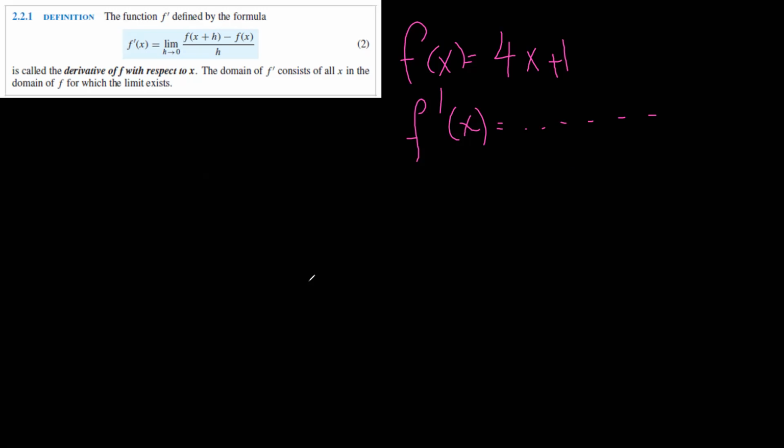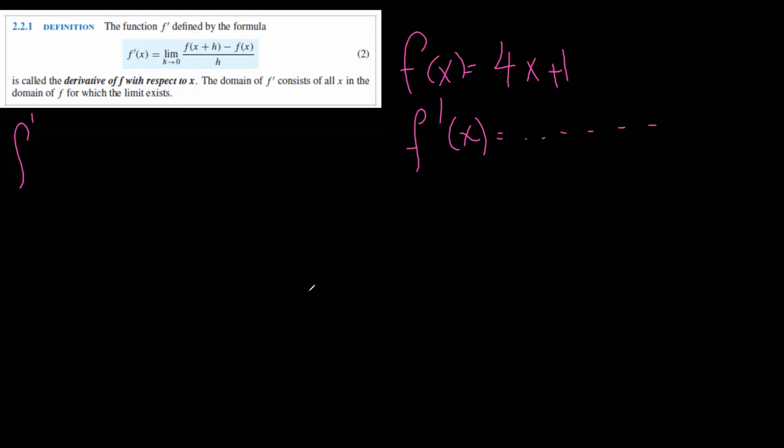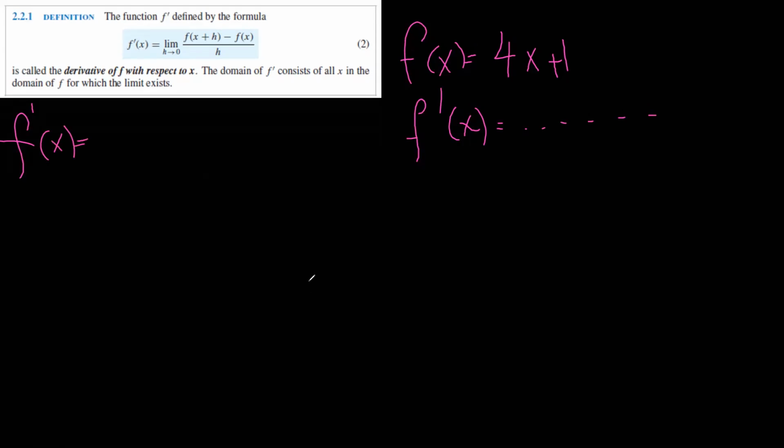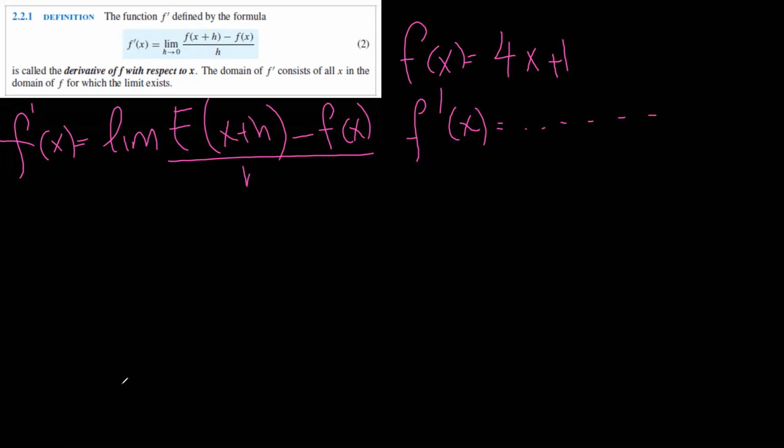What I have to do, I will say f prime of x is the limit of f of something minus f of something, which is x. Okay, x plus h here over h when h approaches 0. Now, if I know that f of x is 4x plus 1, f of y, what will it be? It will be 4y plus 1. Is it clear?